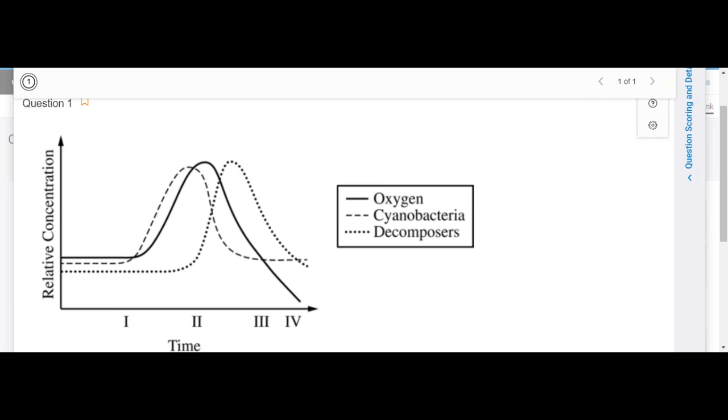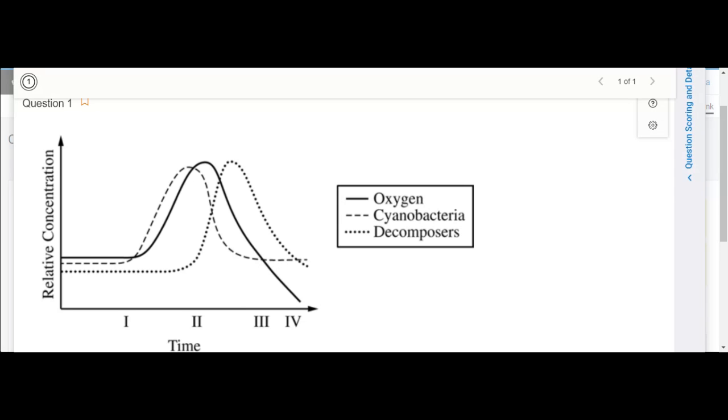And then decomposers are bacteria, and mostly the bacteria, if they're decomposers, are breaking down organic materials in the respiration process. Okay, and then they have an oxygen line where they are showing you the rise and fall of the oxygen in the midst of all of that.